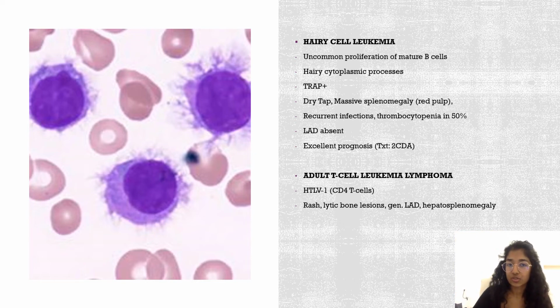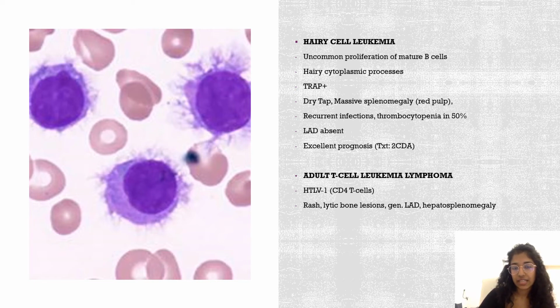An important characteristic is that this will give rise to a dry tap as a result of fibrosis of the bone marrow, and you will see massive splenomegaly, particularly affecting the red pulp. Recurrent infections will be present, as well as thrombocytopenia due to a decrease in that cell population, and lymphadenopathy is generally absent in hairy cell leukemia as opposed to CLL in general. This, however, has an excellent prognosis because of the use of 2-CDA.